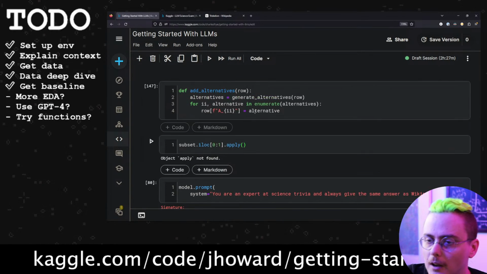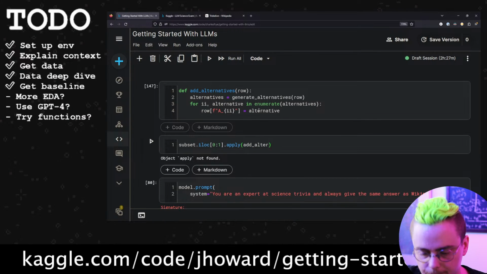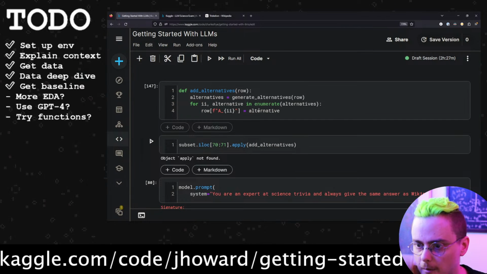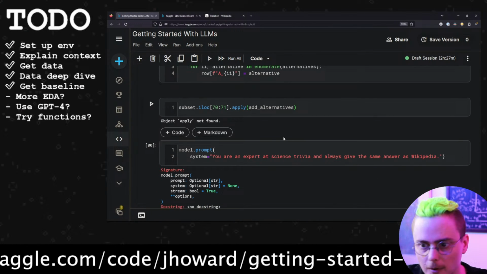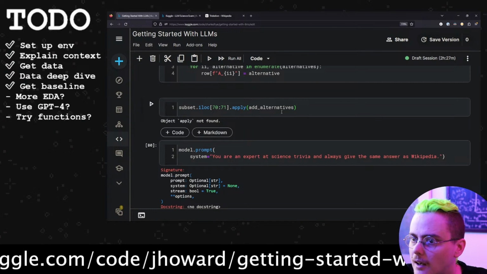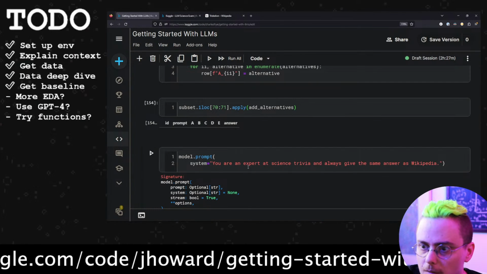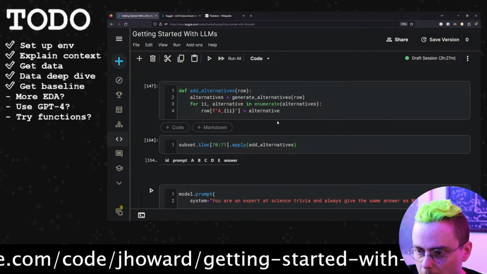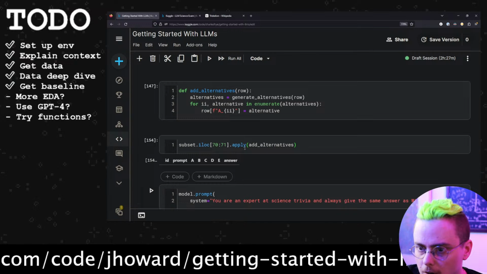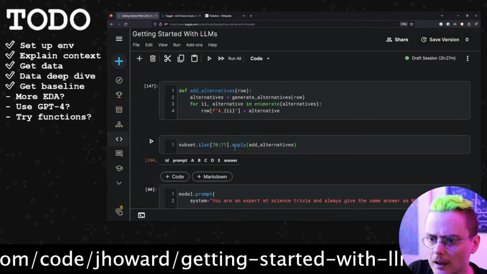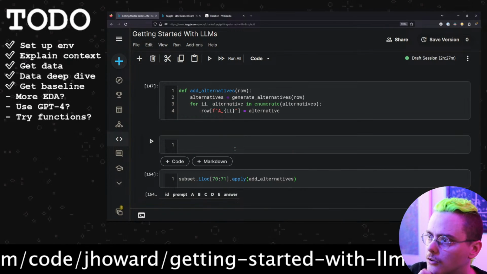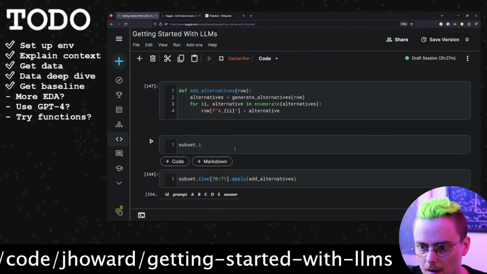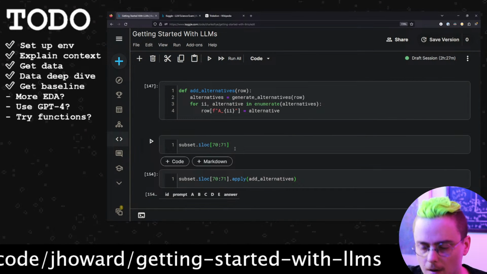iloc[0:1].apply(add_alternatives). And just to keep things as consistent as possible with what we've done so far, I'm going to switch that to the ID of the superconductor question that we've been using. And apply add alternatives. Right, so it doesn't return. Yeah, actually, wait. Do you change things in place with apply?